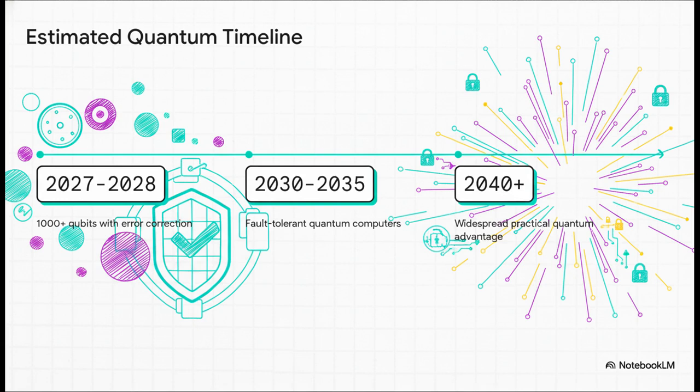The next giant leap is getting a handle on all those errors. And as you can see on this timeline, the big goal is to get powerful error correction built in within the next few years. That's the stepping stone to what we call fault-tolerant quantum computers, which experts think we might see in the 2030s. Those are the machines that could reliably run something as demanding as Shor's algorithm.